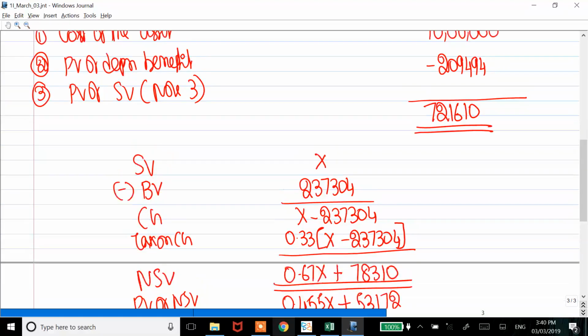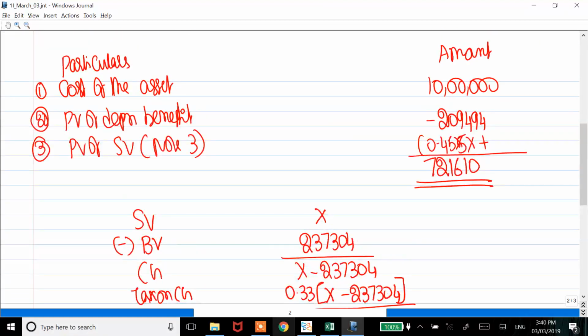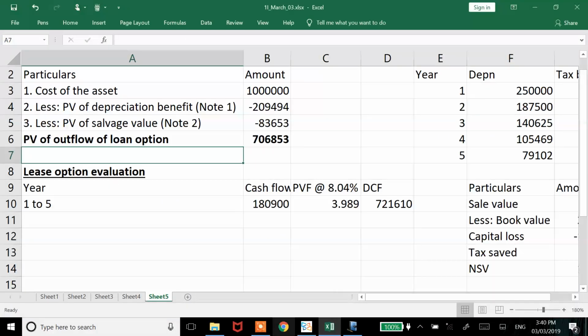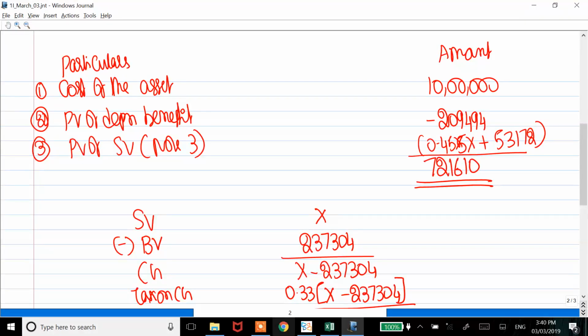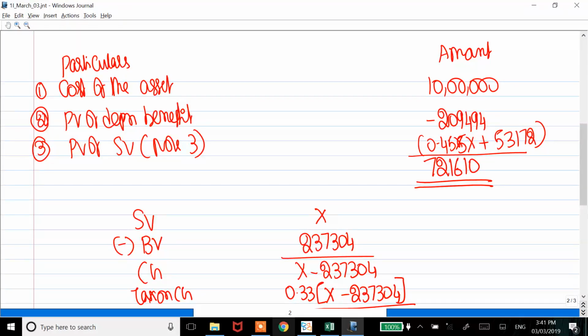Any doubts on this? You go back to this, again this has to be subtracted. 0.455x plus 53,172. In place of this x, if you substitute 67,000, it should add up to the earlier number, which is 706,853. If it's not happening, there is some mistake. If I substitute 67,000, I'll get this 83,653. So it matches that.